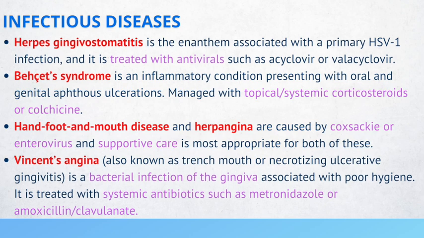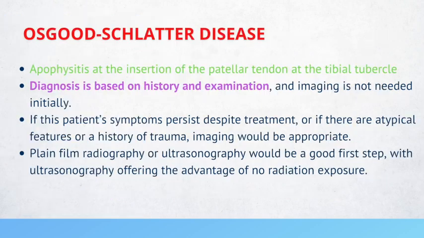If a pediatric patient presents with tenderness at the insertion of the patellar tendon at the tibial tubercle, you want to suspect Osgood-Schlatter disease. The diagnosis is based on history and exam, and initially imaging is not needed. So if you're treating this patient and their symptoms persist, or if they have any atypical features or a history of trauma, then imaging would be appropriate.